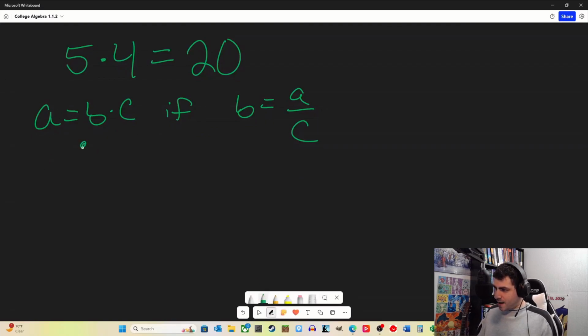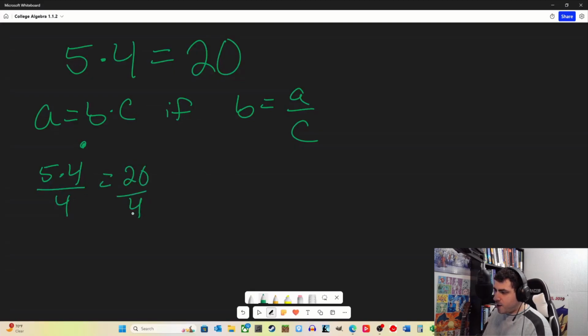So on this side, let's divide both sides by 4. We've got 5 times 4 divided by 4 equals 20 divided by 4. 4 divided by 4 is 1. So we have 5 equals 20 divided by 4. What's 20 split into 4? We have 5, 10, 15, 20. So it does, in fact, equal 5.